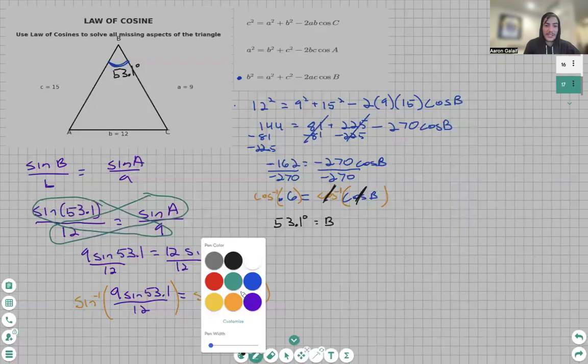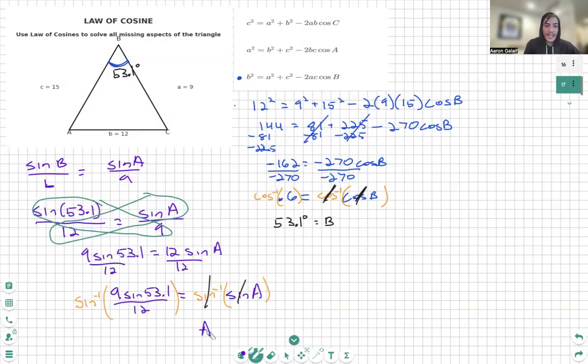So these guys will cancel. We'll be left with angle A is equal to, and we'll plug into our calculator, inverse sine of 9 sine 53.1 all over 12. That is 36.9 degrees. So we can plug this back up here, 36.9 degrees. Now we only have one missing angle left. That's it. How do we solve for that?